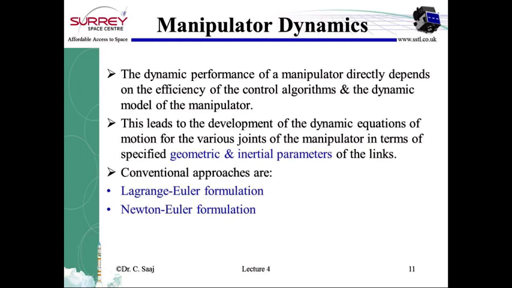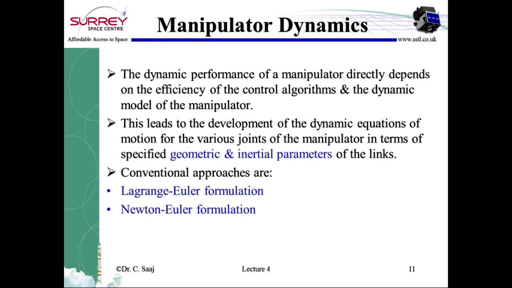Thus, we say that the dynamical behavior of a robotic arm depends on, one, how accurate your dynamical model is, and two, how robust your controller is. So to get the best performance, we need to ensure that, one, the dynamical model is as realistic as possible, and two, the controller you design is as robust as possible.